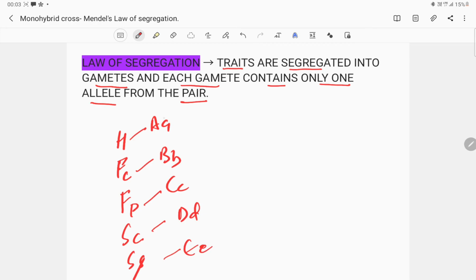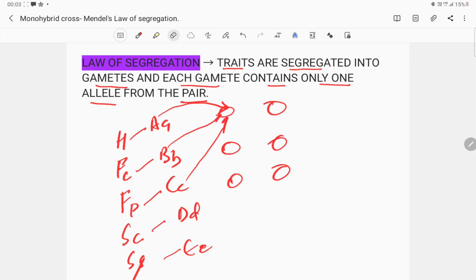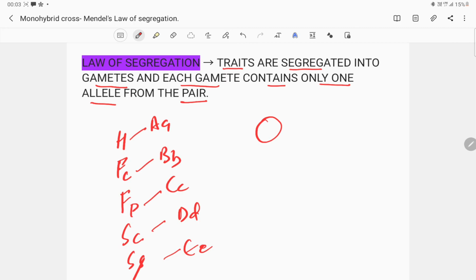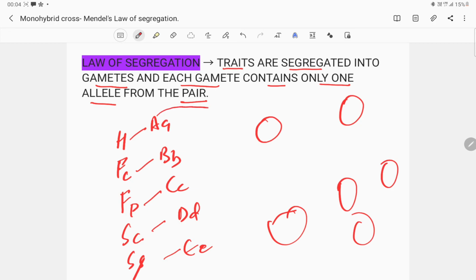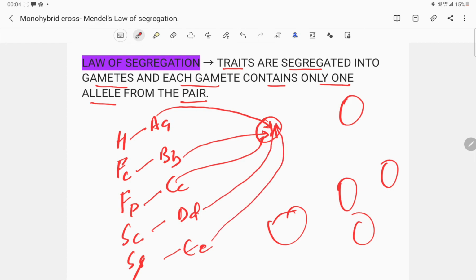He says that when gametes are being formed, each gamete will only receive one character from each parent. Let me just make two gametes. Let's say this is one gamete, and there can be hundreds and thousands of other gametes, but according to Mendel, each gamete will receive only one of these allelic partners at random. It will only be one. Both the gene pairs will not enter a single gamete.